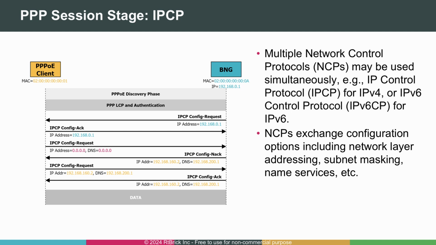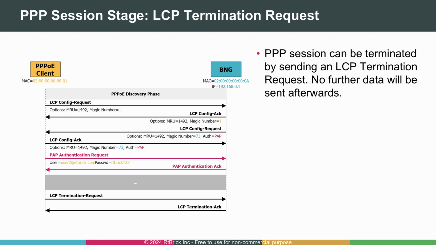It is important to note that multiple network control protocols can run concurrently, and any one of them can open or close independently of the underlying LCP state. PPP sessions can be terminated at any time by sending an LCP termination request from either side. No further packets are transmitted after the PPP session is terminated except an LCP termination acknowledge. If possible, network control protocols should move to closed state prior to the LCP termination request.